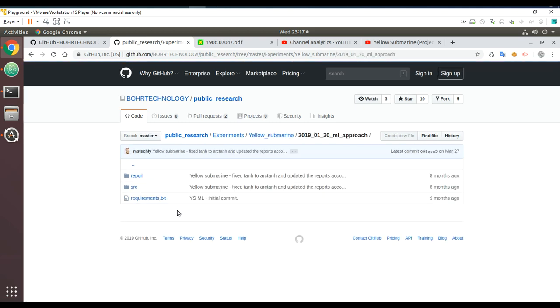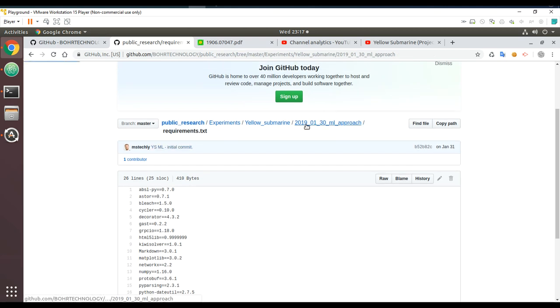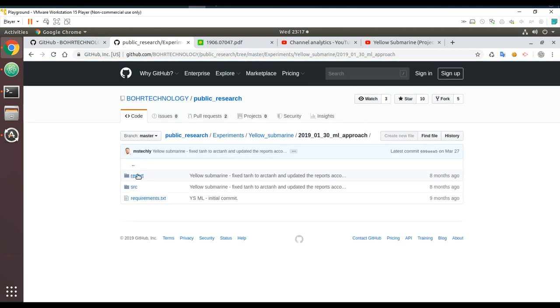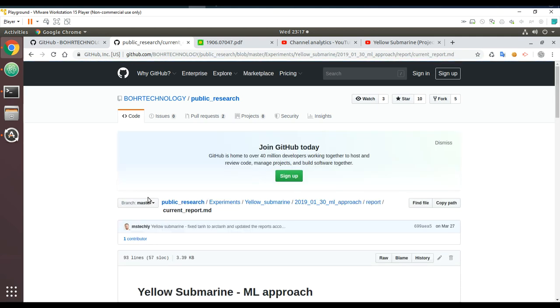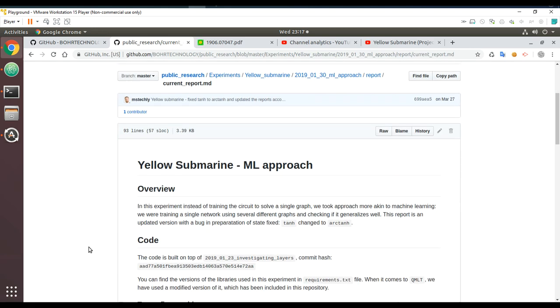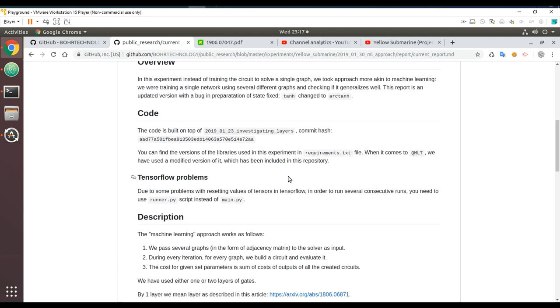ML approach. What was this one? So here you've got a bit of a different report, current report. This experiment, instead of training the circuit to solve a single graph, we took an approach more akin to machine learning. We're training a single network using several different graphs and checking if it generalizes well. This report is an updated version with a backend preparation of state fixed 10H changed to arc10H code. TensorFlow problems.